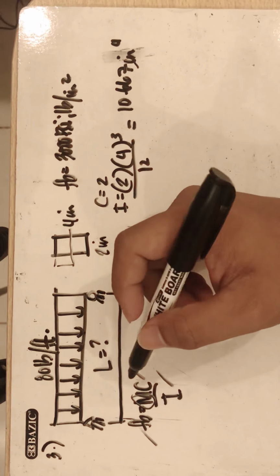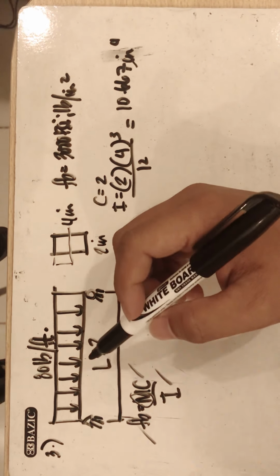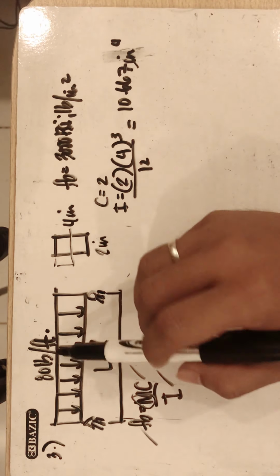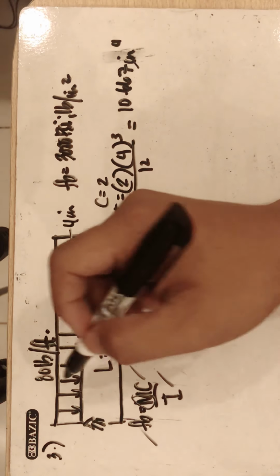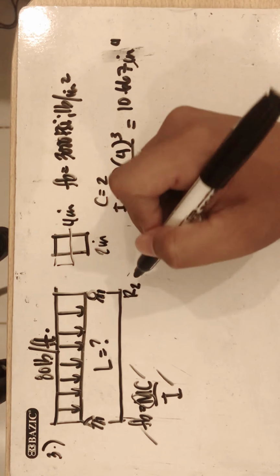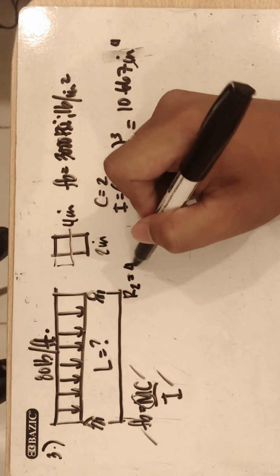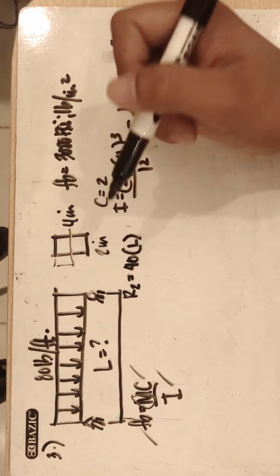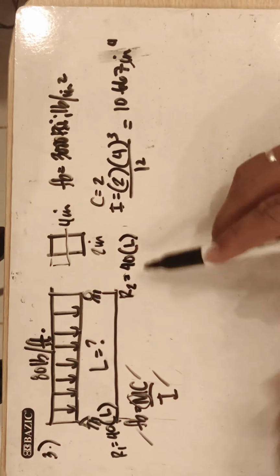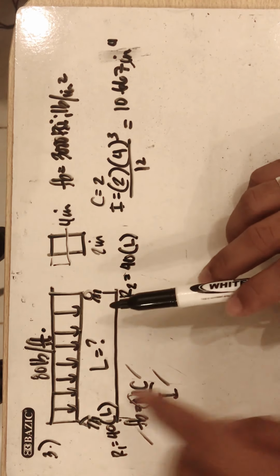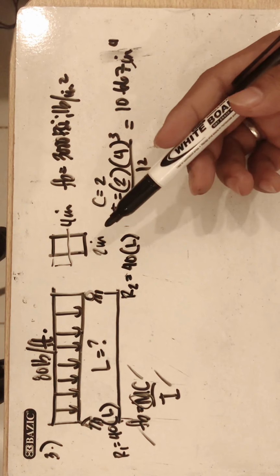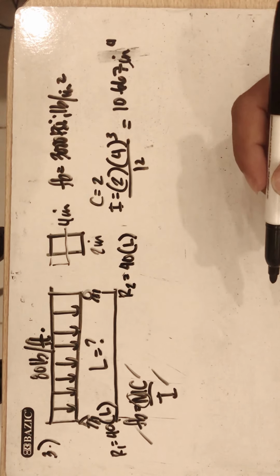So we only need the moment. We don't have the value of L, but we know that when we have a uniformly distributed load, each reaction is always half of the total. So R2 is equivalent to 40 times L, and R1 is also equivalent to 40 times L. When you add them, it equals the 80 pounds per foot load.